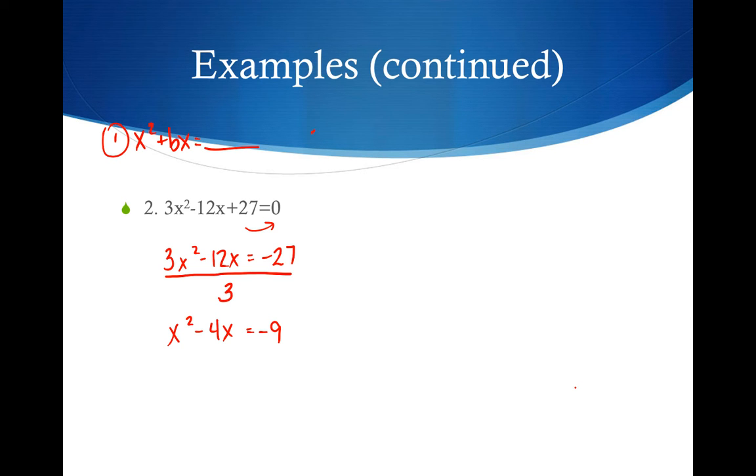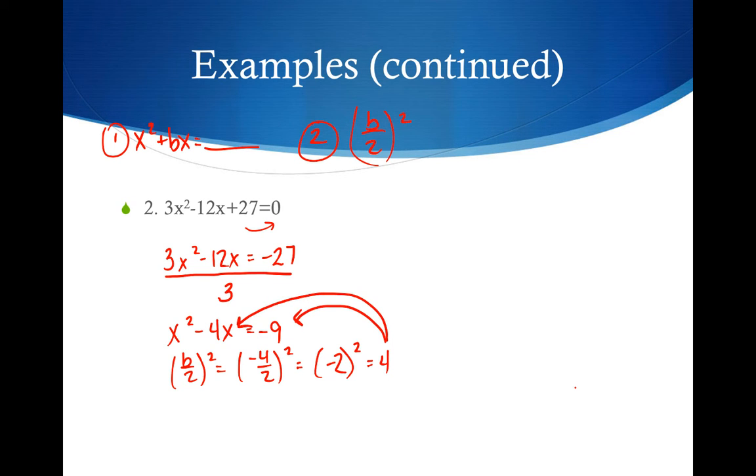Now that I'm in this form, I can do b over 2 squared and add it to both sides, but not until I'm in this form. If I do it before I have a 1x squared, it's not going to work to complete the square. So just really be careful there. Okay, so b over 2 squared here is negative 4 over 2 squared. So it's a negative 2 squared, or 4. And again, that 4 gets added to both sides of the equation. So it's going to look like x squared minus 4x plus 4 equals negative 9 plus 4.